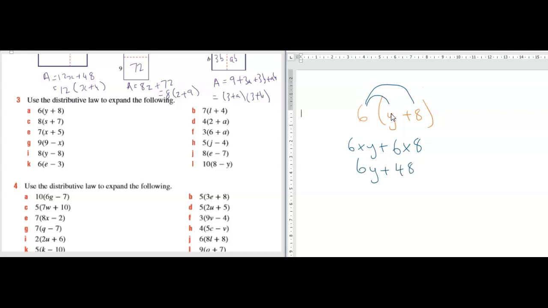We can't do any more. We don't write 54y because they're not like terms. So we've got a y here and we've got a constant term. So it's just left as 6y plus 48.